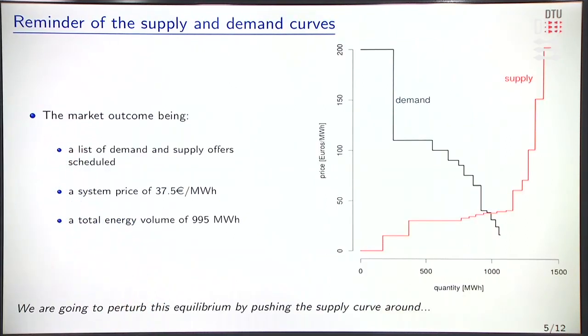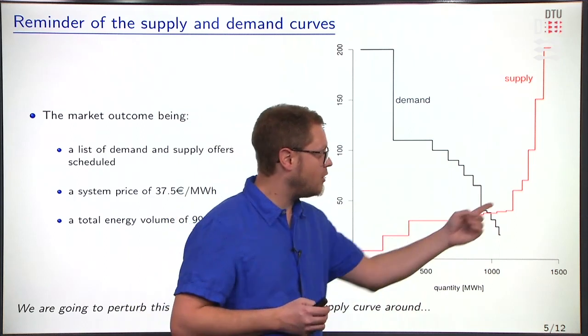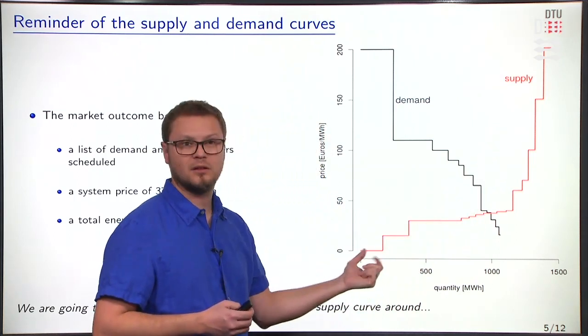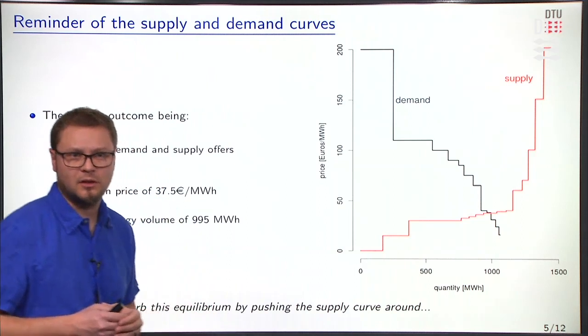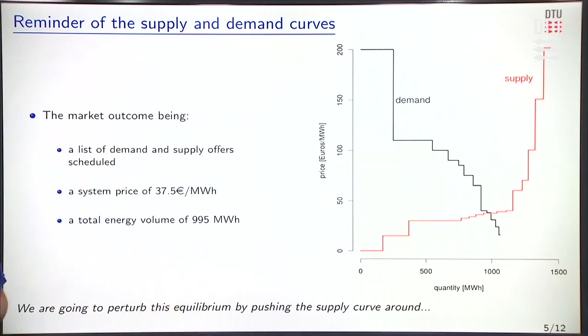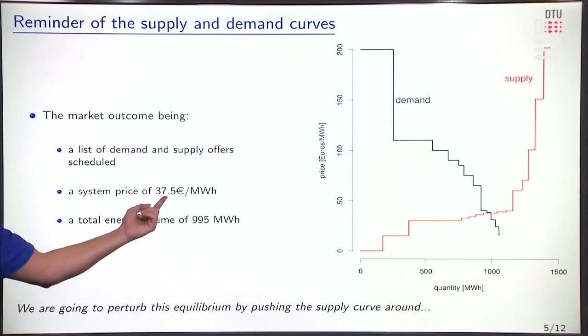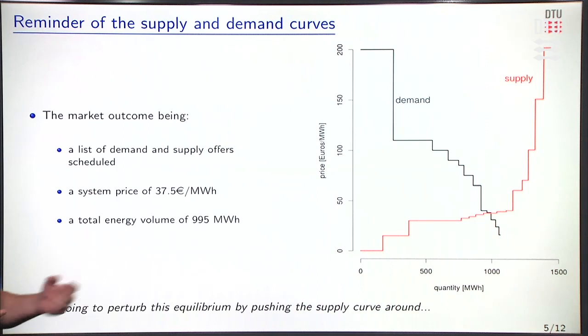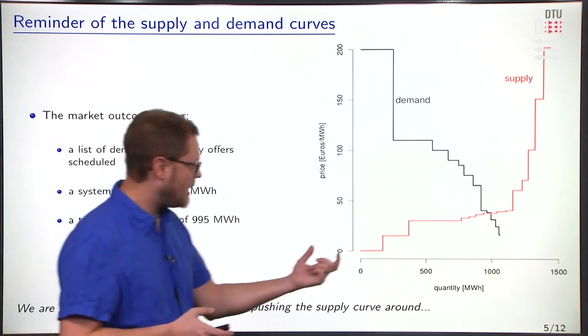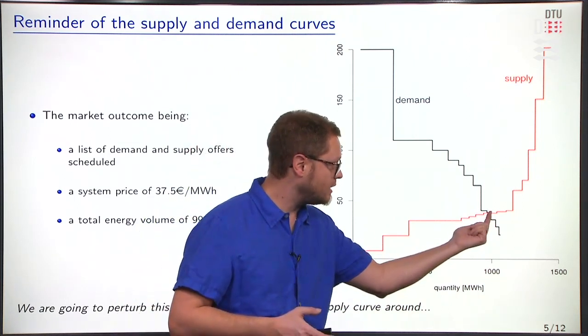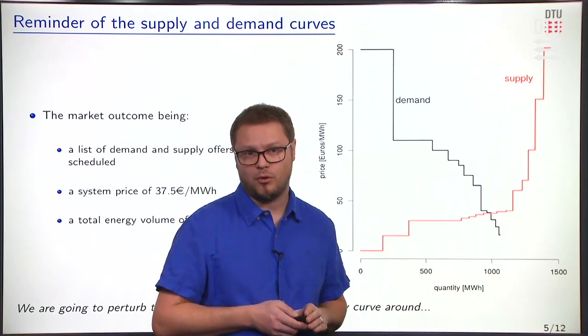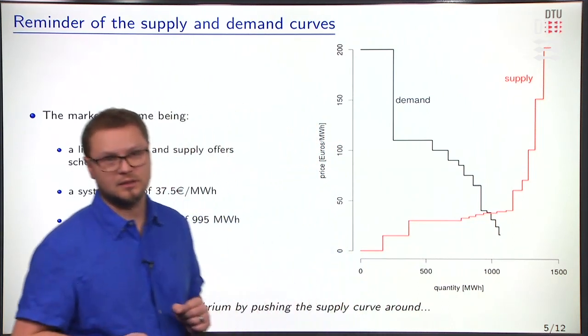Remember also the supply and demand curves that we had, as well as the example clearing that we discussed. These were the supply curve here in red, with the wind coming first here, and this is the demand curve in black, based on the various offers of the market participants. Based on this setup, we reach a clearing with a system price of 37.5 euro per megawatt hour and a total energy volume cleared of 995 megawatt hour. Now, by changing the amount of wind power generation that G1 and G2 are offering, we're going to see how it's going to impact this equilibrium point, and eventually the price and the quantities being cleared.